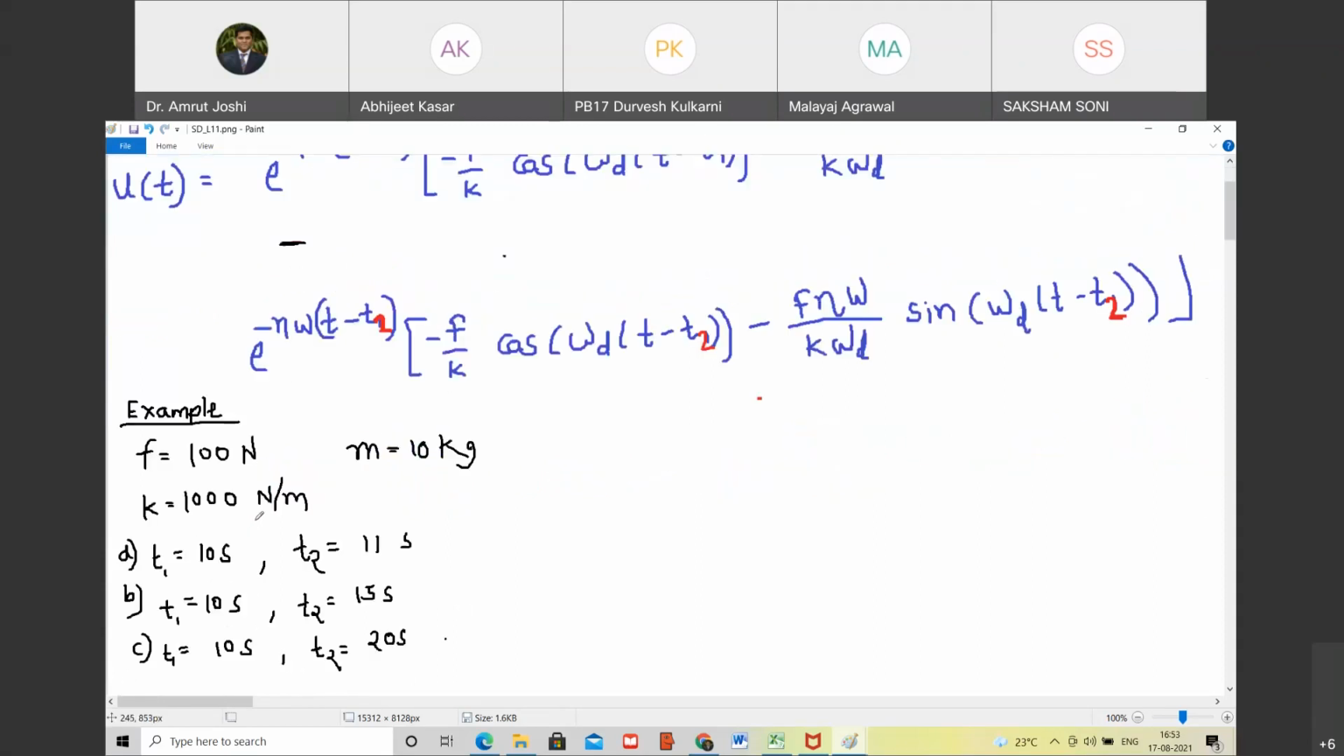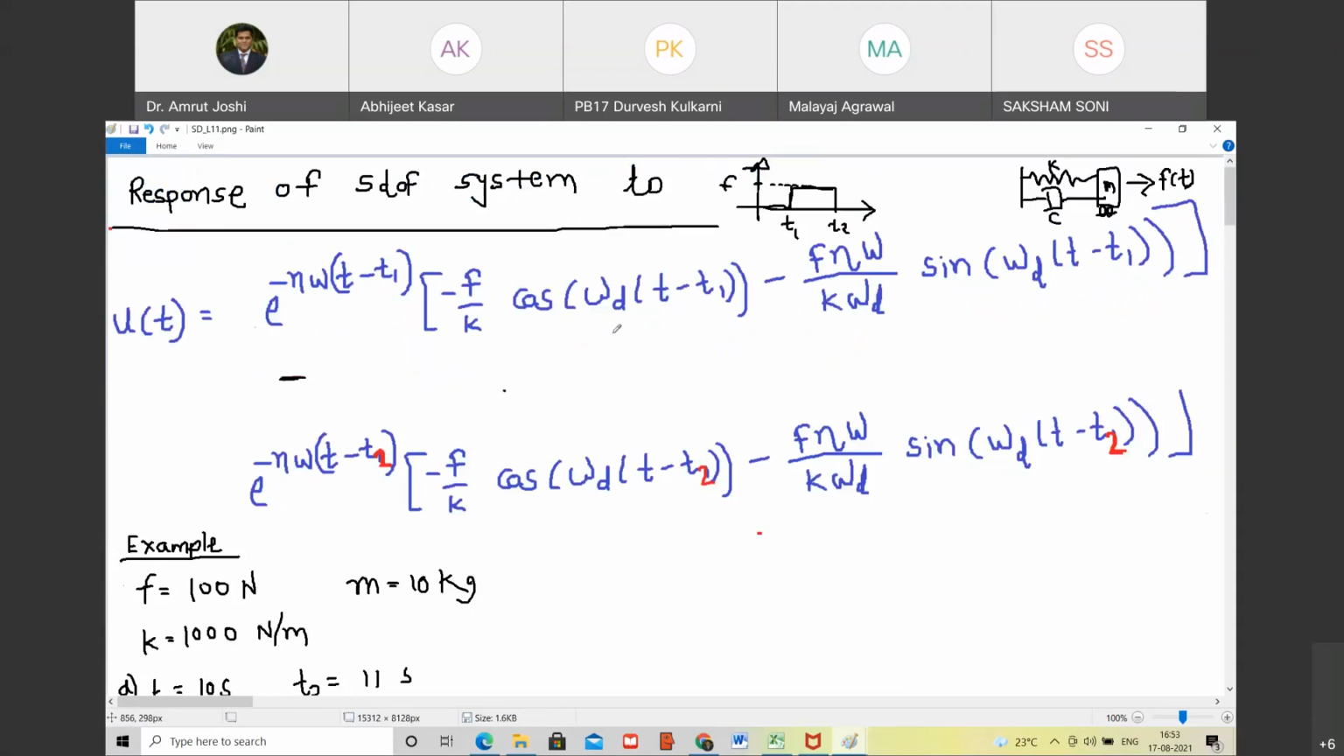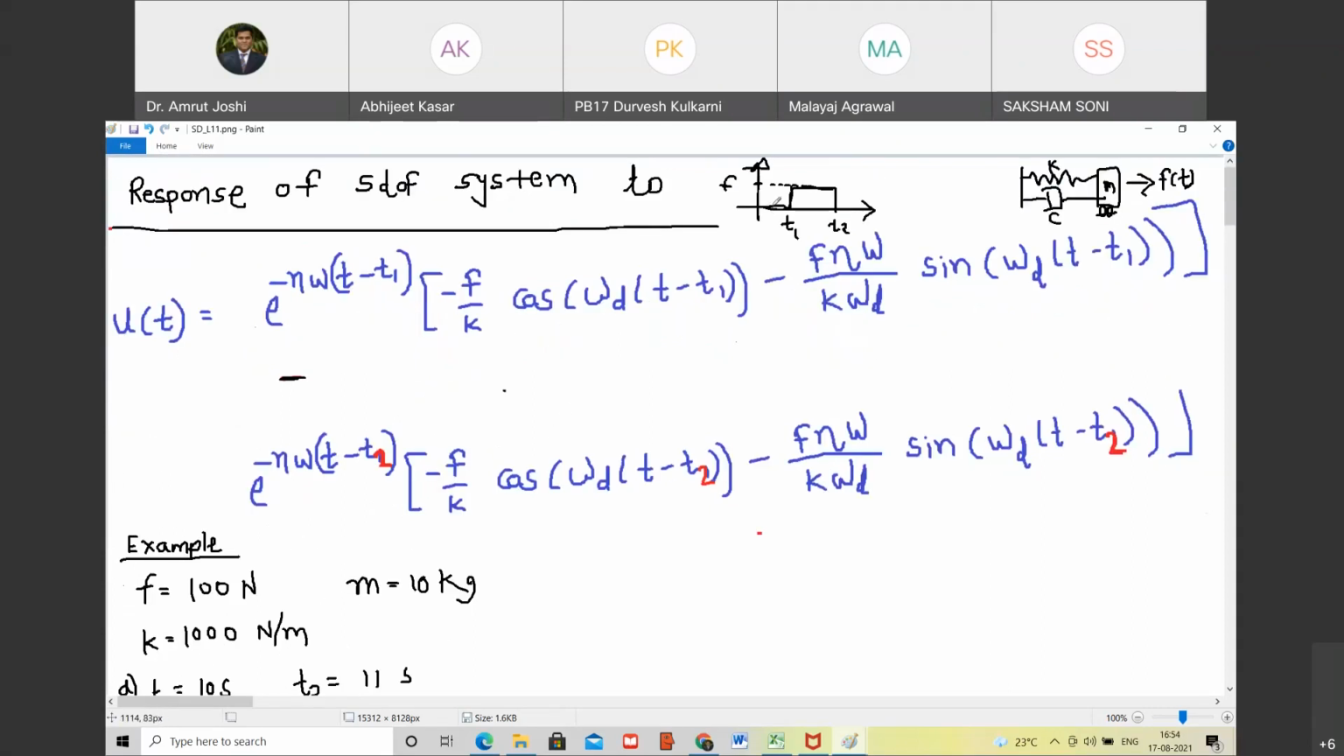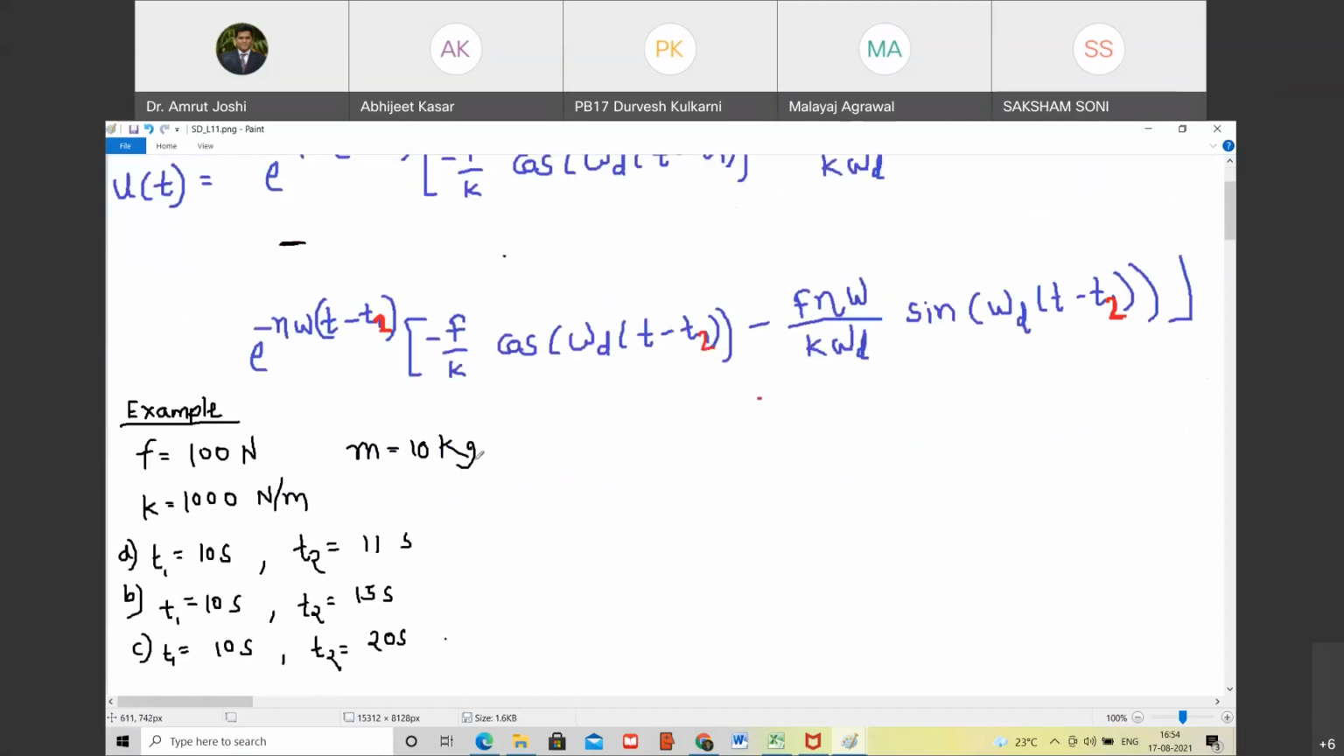I hope all of you are with me till this. Now let us go ahead. We did not plot this yesterday, so that's what we are going to do. We are going to consider the same old example. F is equal to 100 Newton. That means at time T1, the force becomes 100 Newton, remains 100 Newton from T1 to T2, then drops down to 0 and then remains 0. Mass is 10 kg, K is 1000 Newton per meter.